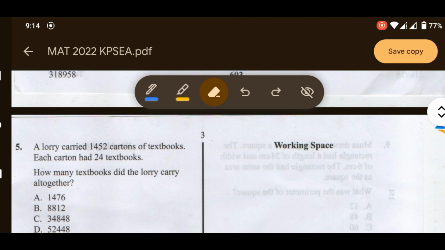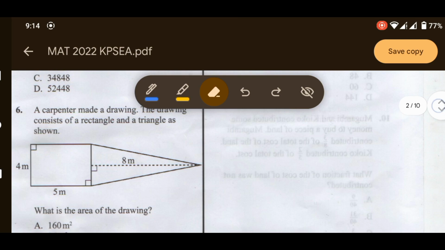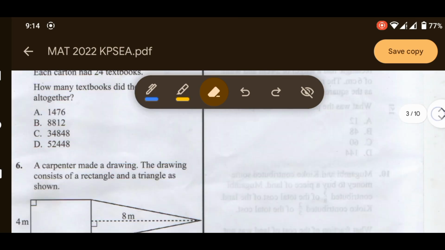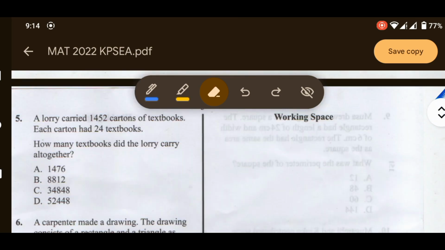Okay, a lorry carried 1,452 cartons of textbooks. Each carton had 24 textbooks. How many textbooks did the lorry carry altogether? So we need to find the number of textbooks in total. Okay, so we had 1,452 cartons, and in each carton we had 24 textbooks, so we multiply.